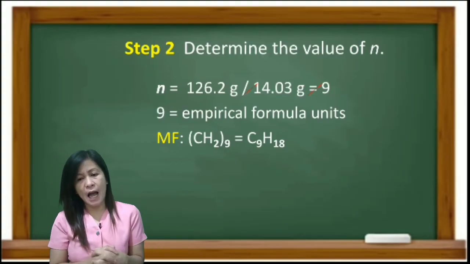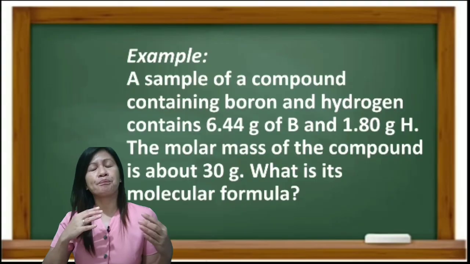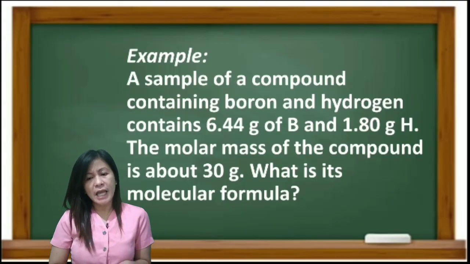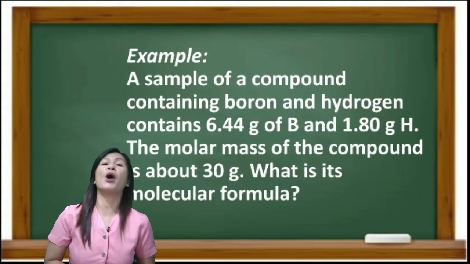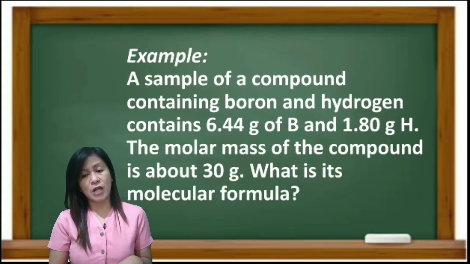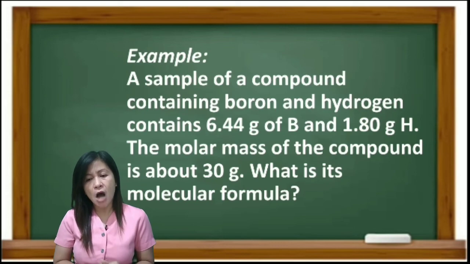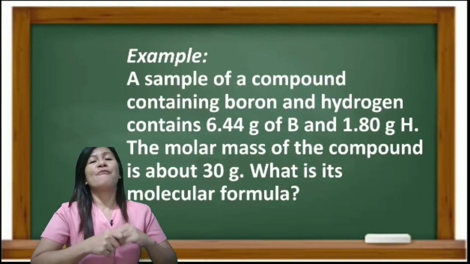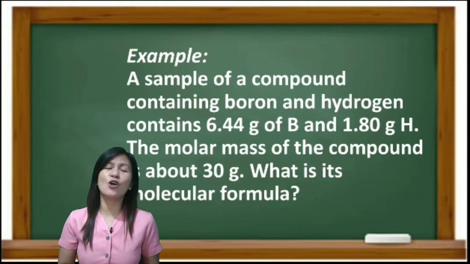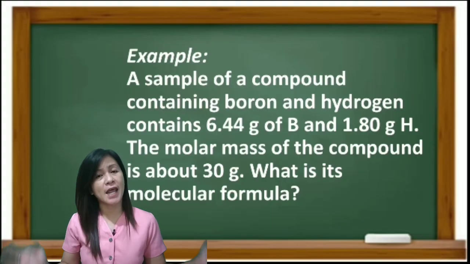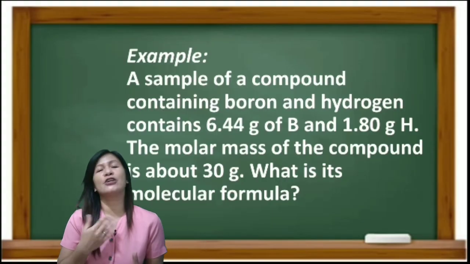This next example will be for your practice. So let me read. A sample of a compound containing boron and hydrogen contains 6.4 grams of boron and 1.80 grams of hydrogen. The molar mass of the compound is about 30 grams. What is the empirical formula? So you can go over your notes. You can check books, search the net. You try to answer this by yourself.